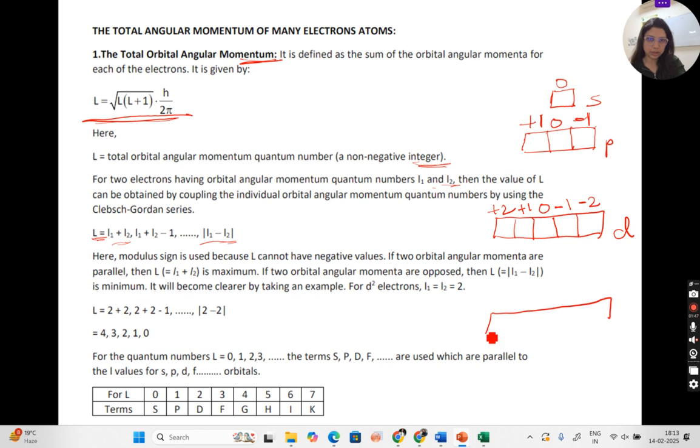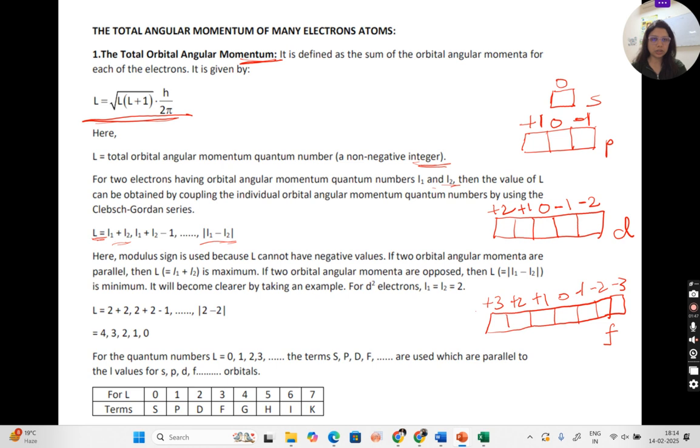And finally, in the case of F, we'll write it as plus 3, plus 2, plus 1, 0, minus 1, minus 2, minus 3. And this goes on for G, for H, and so on. So we will write them accordingly, and here are the terms.